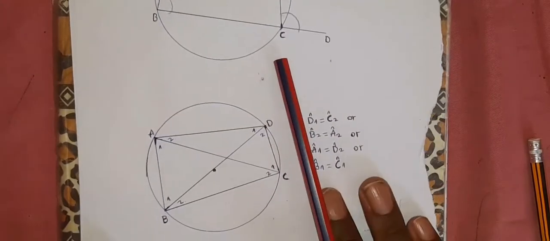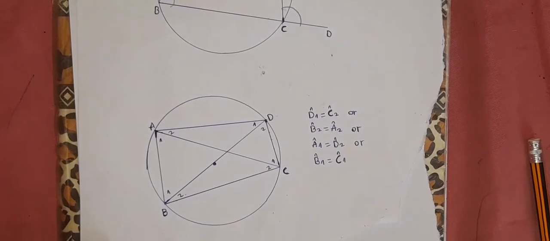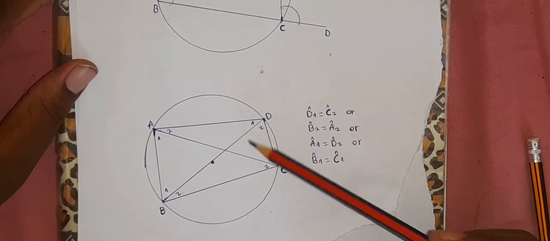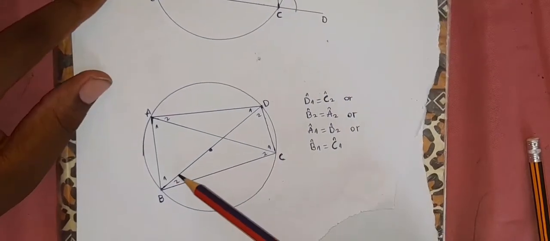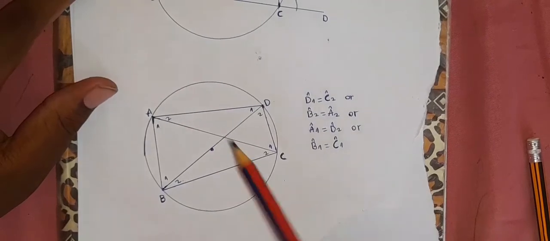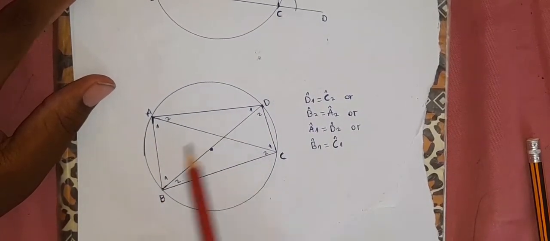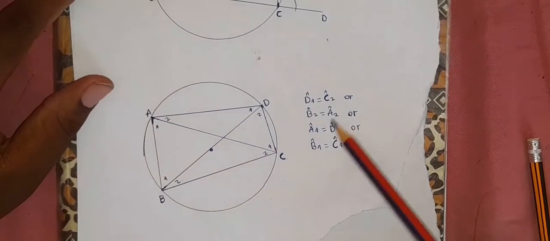And the last way to prove that something is a cyclic quad is when you have a bow tie shape there, like this here. If you can prove that this is equal to this, then this here is a cyclic quad. Or if you can prove that this is equal to this, then obviously this is a cyclic quad, like I wrote down here.